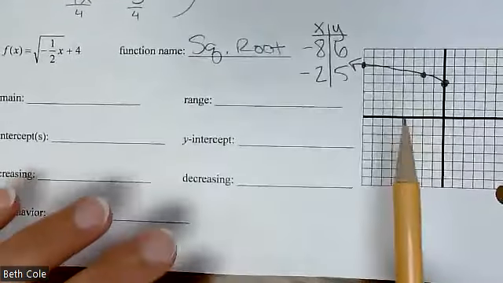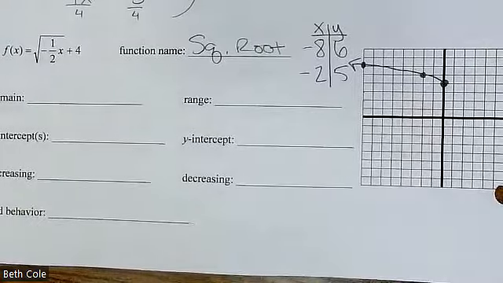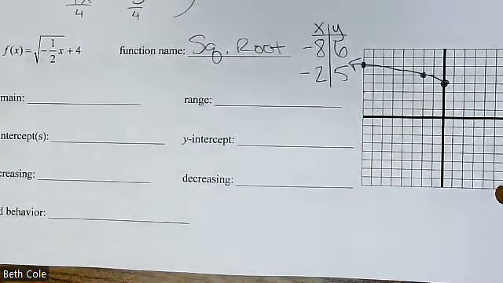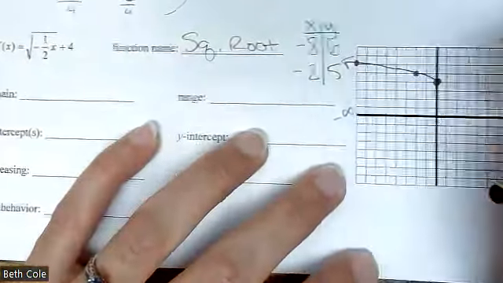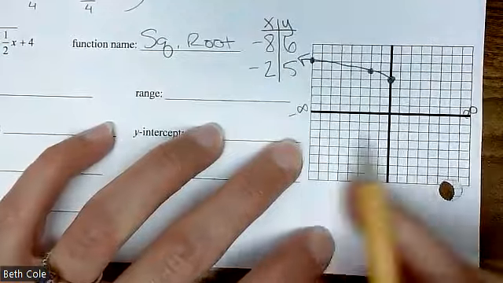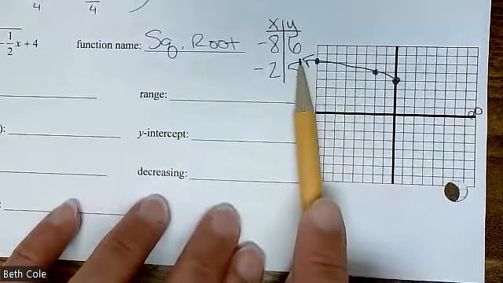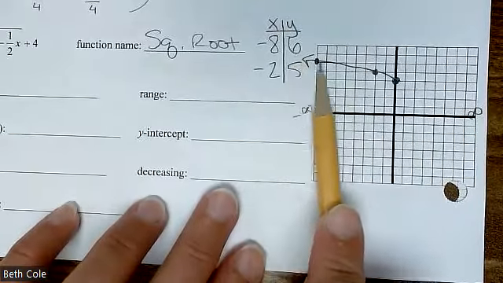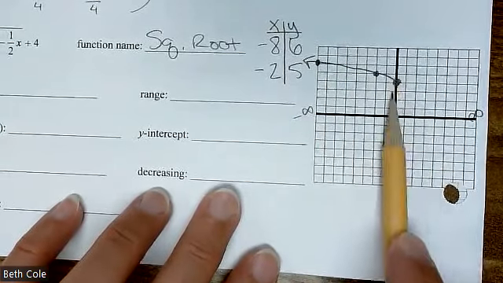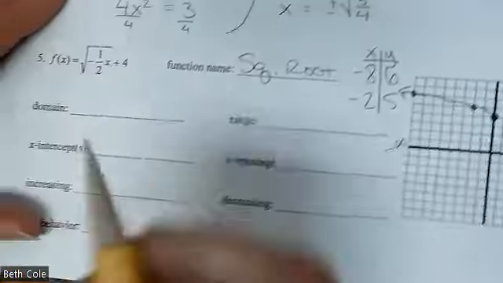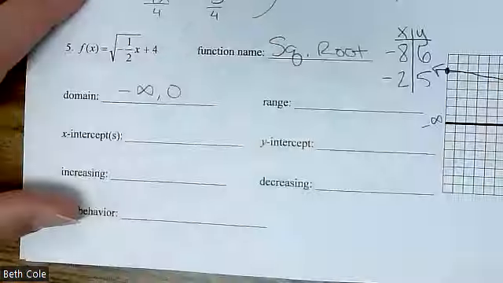All right, domain. Which direction do you read for domain? Left to right. Okay, watch me point to it. And you know what? Label negative infinity, positive infinity, if that's going to help you. Okay, left to right. Watch. We have negative infinity up until, where does it stop? 0. So it's going to be negative infinity, comma 0.